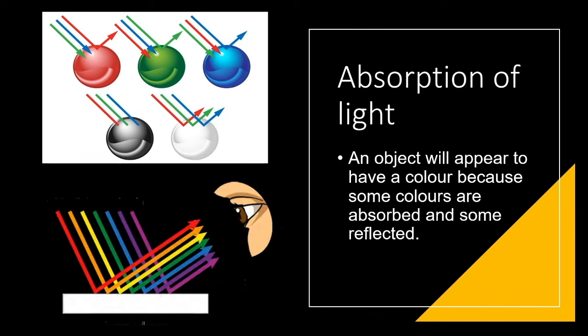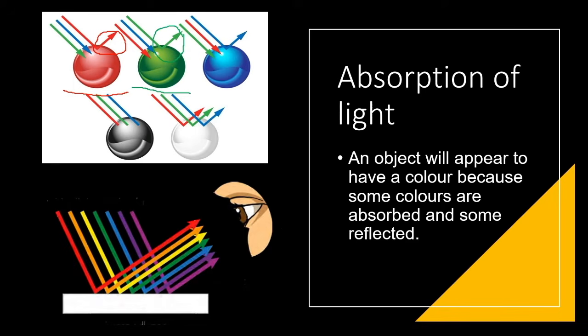When it comes to the absorption of light, an object will appear to have a color because some colors are absorbed and some are reflected. If we have a look at this diagram over here, we have a red object. When white light travels to the red object, the other colors that travel with it are absorbed and only red will be reflected. If we have a look at our green diagram over here as well, it will absorb the other colors and only green will be reflected, which enables us to see the green color.